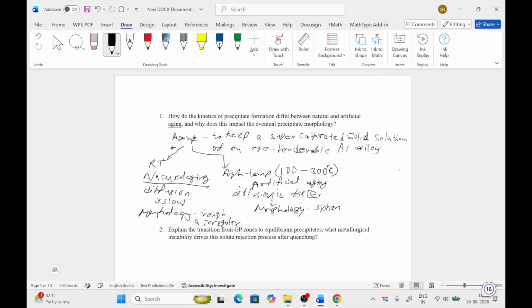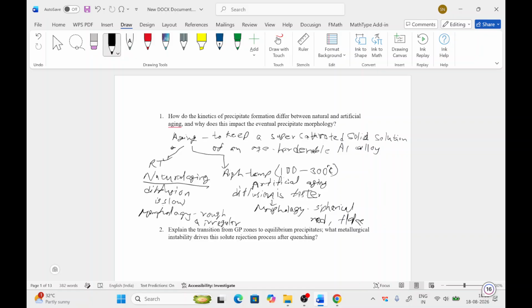And with aging time it can differ also, from spherical to rod or flake type. That depends on the time and temperature, but a specific type of morphology of these precipitates we get at high temperature, or artificial aging.